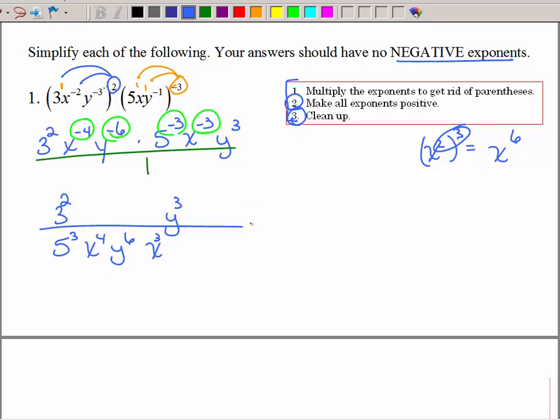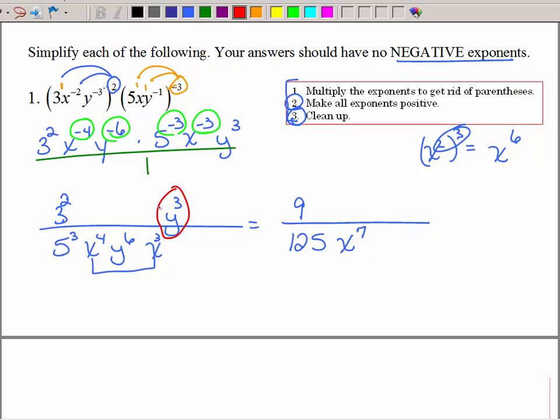The 3rd step is I'm going to clean that up. Simplify. What's 3 squared? That's 9. What's 5 to the 3rd power? 125. Now what else can we do? Those are the same base. If you have the same base and they're multiplied, you add the exponents. So this is going to be x to the 7th power.